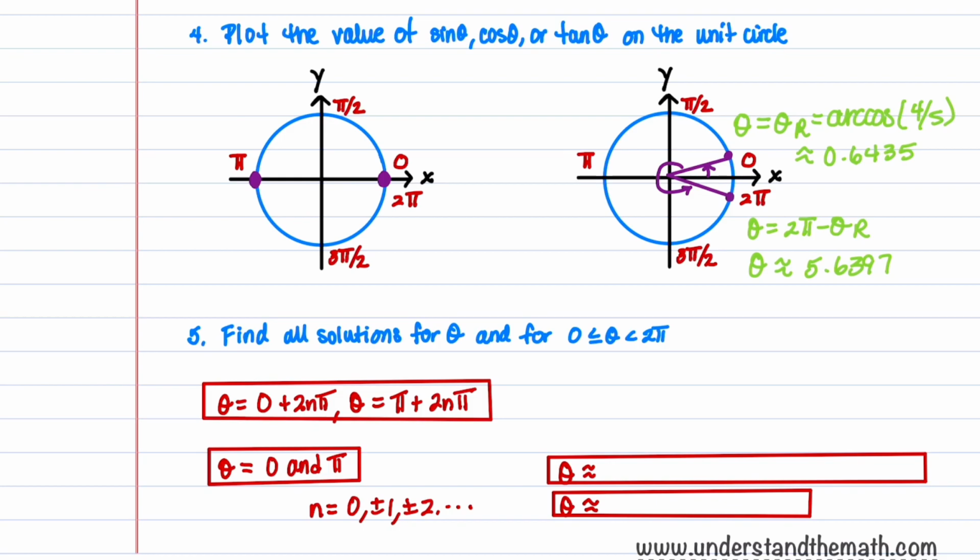We can summarize our solution here. Theta is equal to 0.6435 plus 2n pi, and theta is equal to 5.6397 plus 2n pi. The values from 0 up to 2 pi are then 0.6435 and 5.6397.